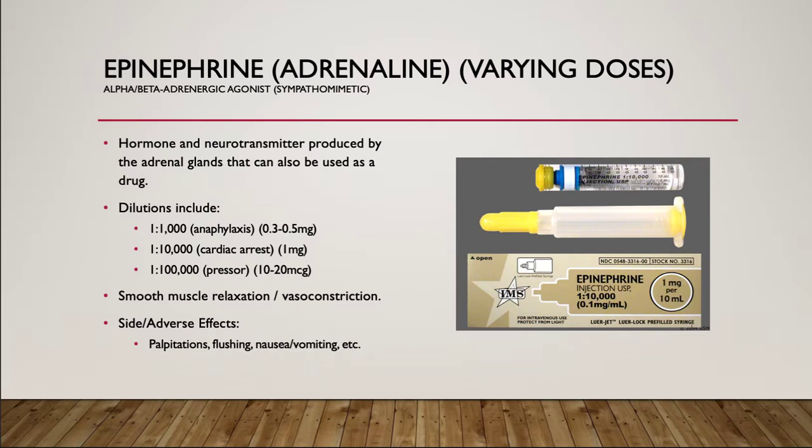We have varying doses, varying dilutions, and it's an alpha and a beta adrenergic agonist, right? So we can tap into both of those depending on the dose, but naturally, it's a hormone, it's a neurotransmitter, it's produced by the adrenal glands, but we also are able to use it as a drug. The common dilutions, and the only dilutions that we're using prehospitally, are the 1 in 1,000 for anaphylaxis, the 1 in 10,000 for cardiac arrest, and then our 1 in 100,000 as a pressor. And you can see the respective doses next to them.